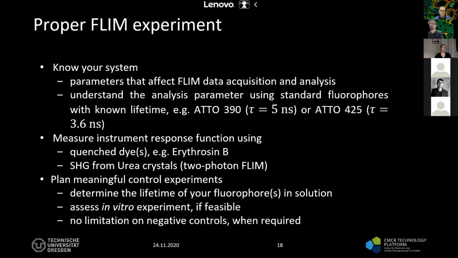And you should always use some kind of standard to test the lifetime system, to make sure you can reproduce the value. These are very important points we have to think about whenever we work with lifetime imaging systems.